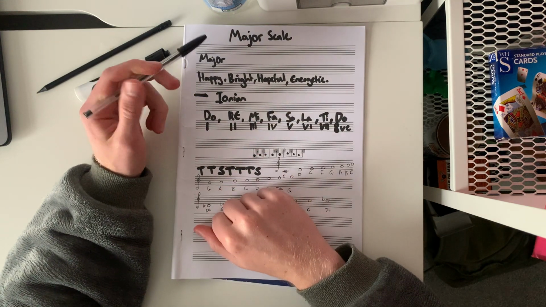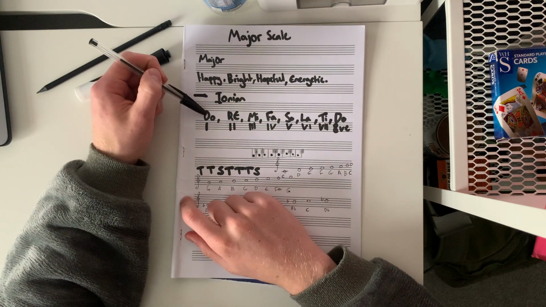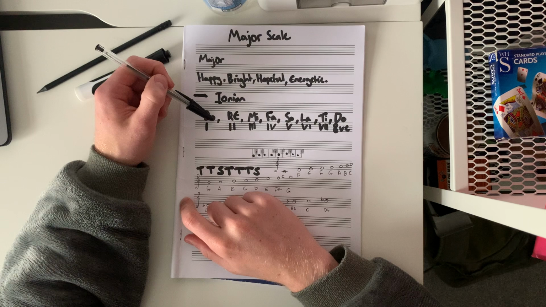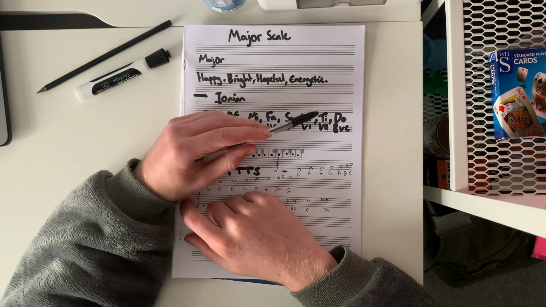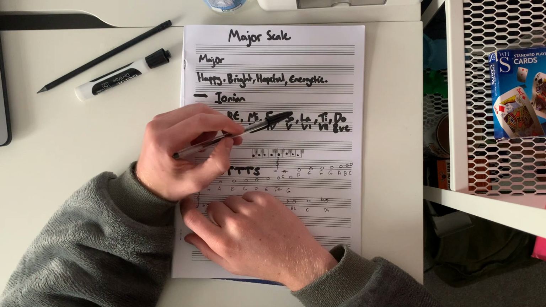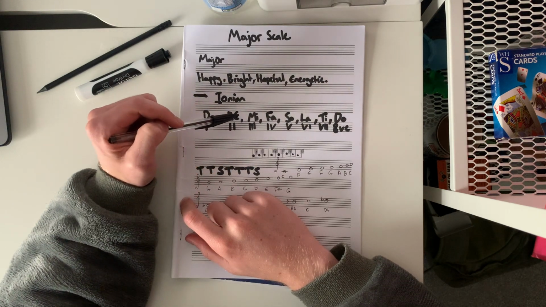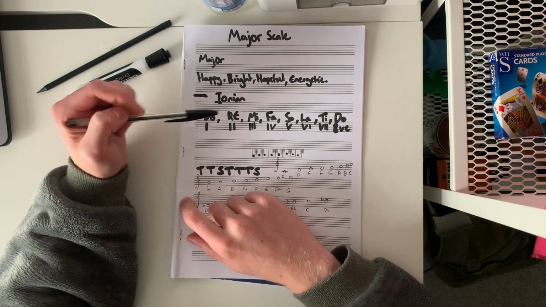Overall, our major scale sounds like this. Do, re, mi, fa, sol, la, ti, do, ti, la, sol, fa, mi, re, do.